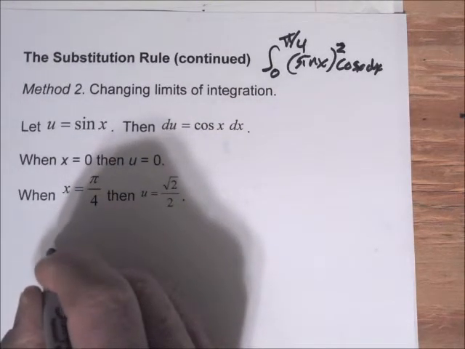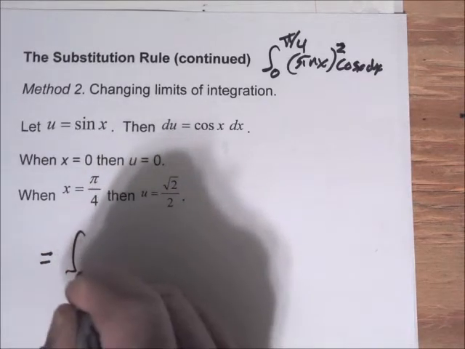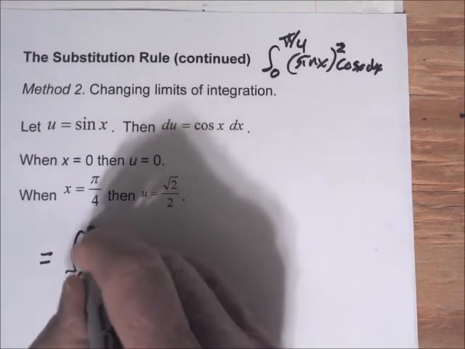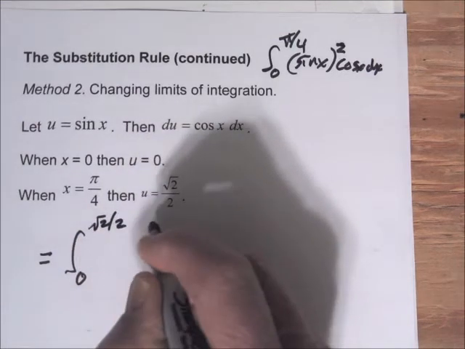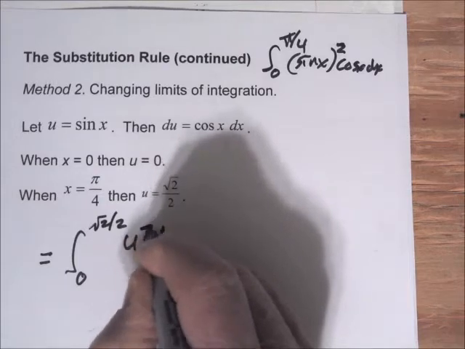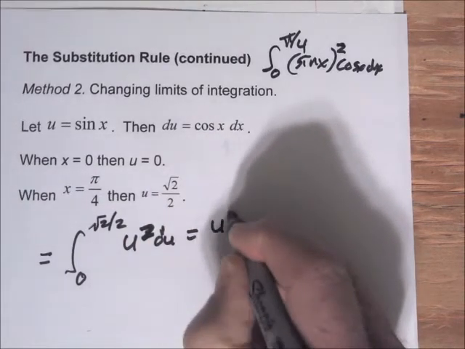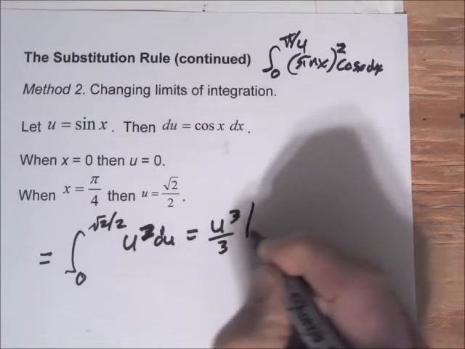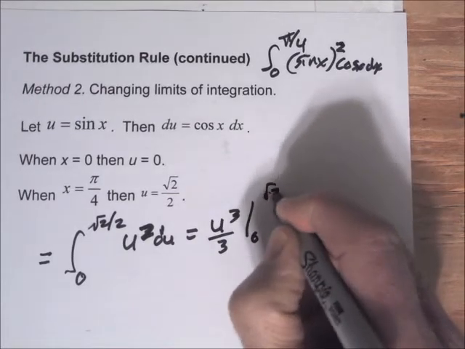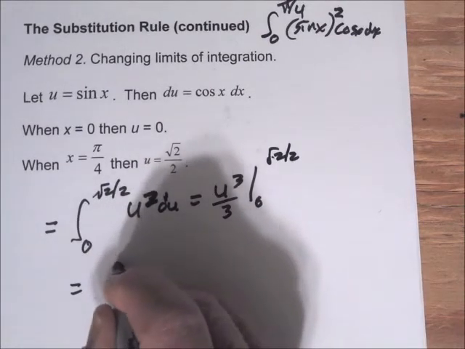So when we make the substitution to u, we can change the limits of integration. The integral becomes 0 to root 2 over 2 of u squared du. And then take the antiderivative as u to the third over 3 from 0 to root 2 over 2. And replace u by root 2 over 2.